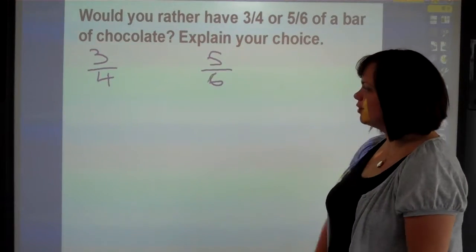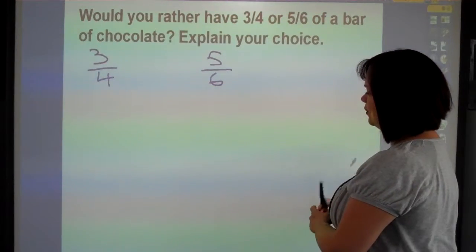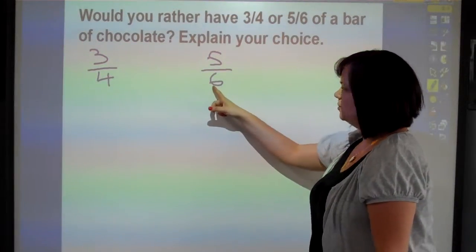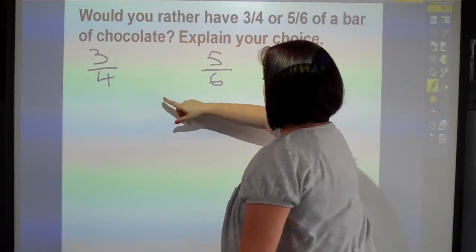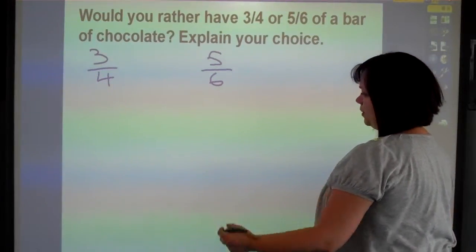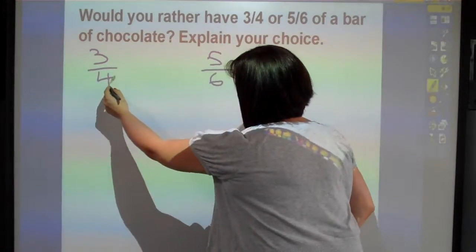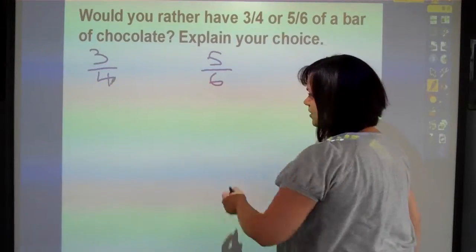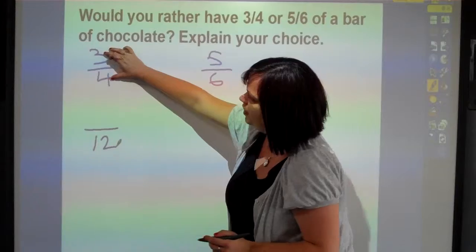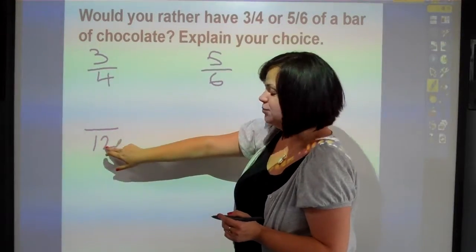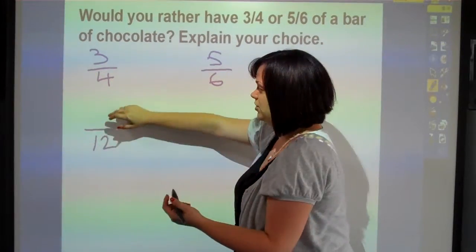So you have a look right now as I'm looking. Can you think of a number that is in the 4 times table and the 6 times table? I am going to go with the number 12. 12 is in the 4 times table, 12 is in the 6 times table. So down here I'm going to write 12, and I'm going to convert this 3/4 into 12ths. So this is equivalent fractions now.